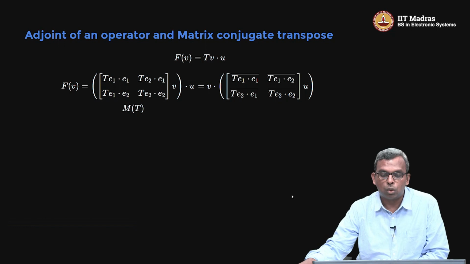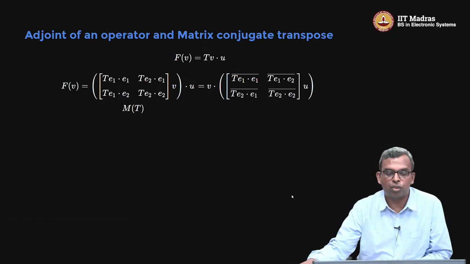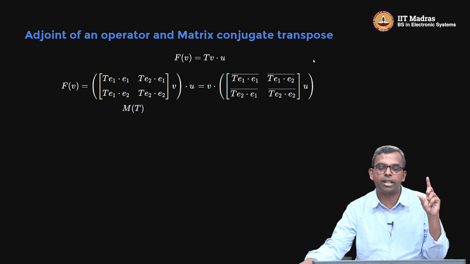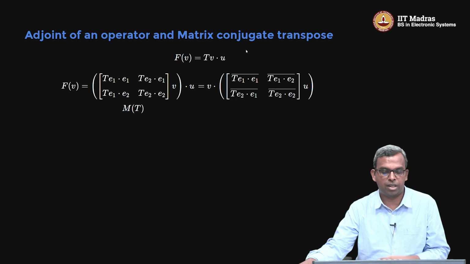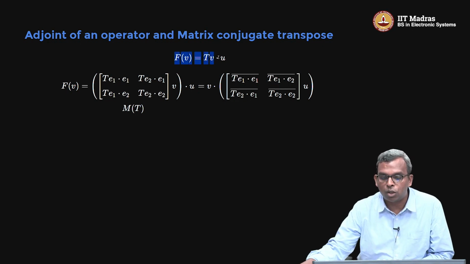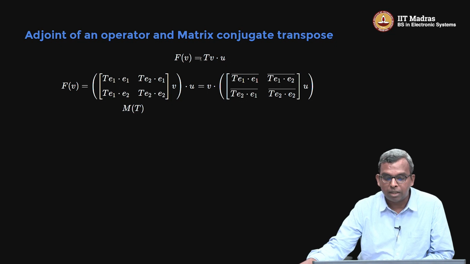Okay. So this leads us to the definition of the adjoint of an operator and the connection to what is called the matrix conjugate transpose. Previously we saw the vector conjugate transpose, now it is the matrix conjugate transpose. Remember, everything has to do with this functional Tv dot u. And what is Tv dot u? I have M of T here, right? What is my matrix with respect to the orthonormal basis? It is T e1 dot e1, T e2 dot e1, T e1 dot e2, T e2 dot e2. This multiplies v, right? So this is what is happening here.